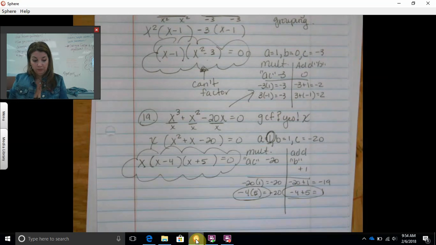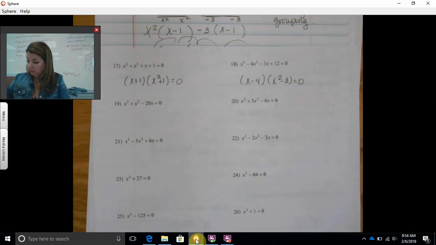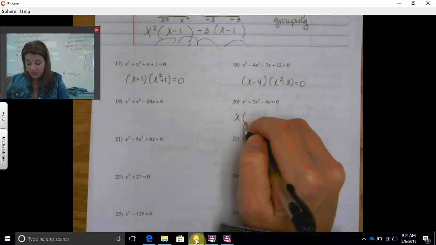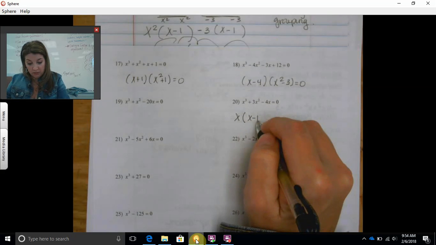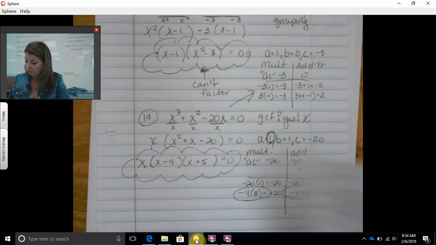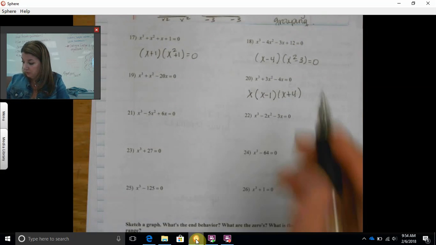Coolio? The answer to number 20 is x times x minus 1 times x plus 4 equals 0.